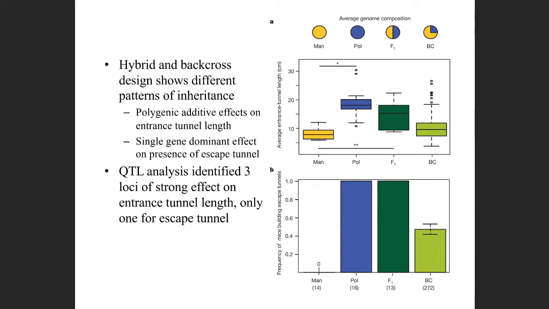The interesting thing is that if you do hybridization studies and backcross, you get different effects. So the backcross seems to imply just two loci, but when you do QTL analysis, it looks like you're getting more than just two loci. So you're finding three loci, each having an effect on entrance tunnel length, although only one locus that has an effect on escape tunnel or no escape tunnel.